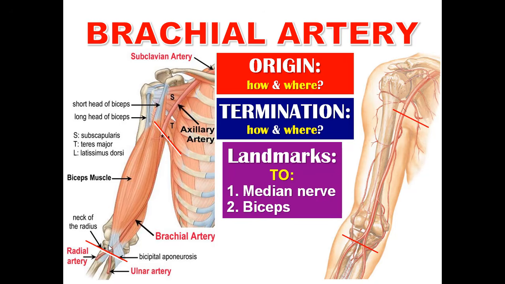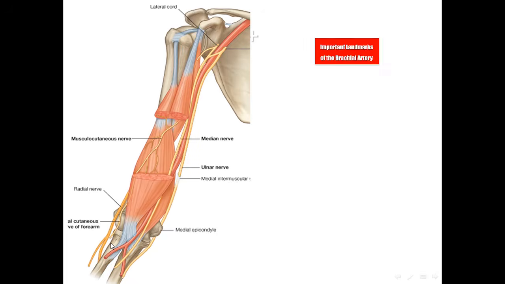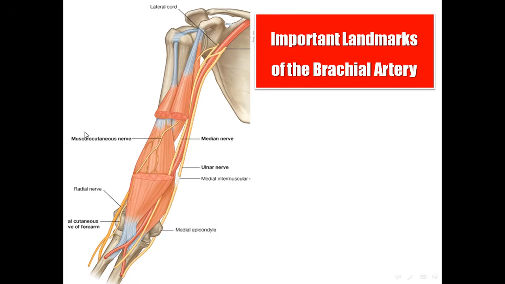Then we'll talk about the branches, the 5 branches. So let us talk about the landmarks. So again, the origin, continuation of the axillary artery; termination here, opposite the neck of the radius, by dividing into radial and ulnar arteries. Landmarks: the relation to the biceps and the relation to the median nerve.